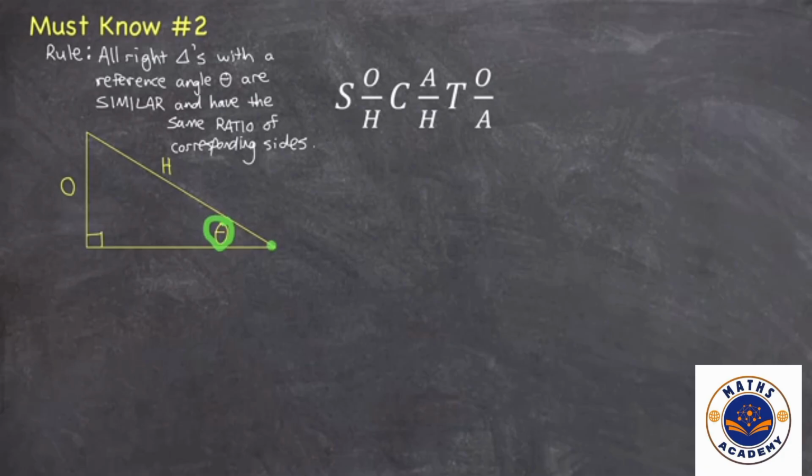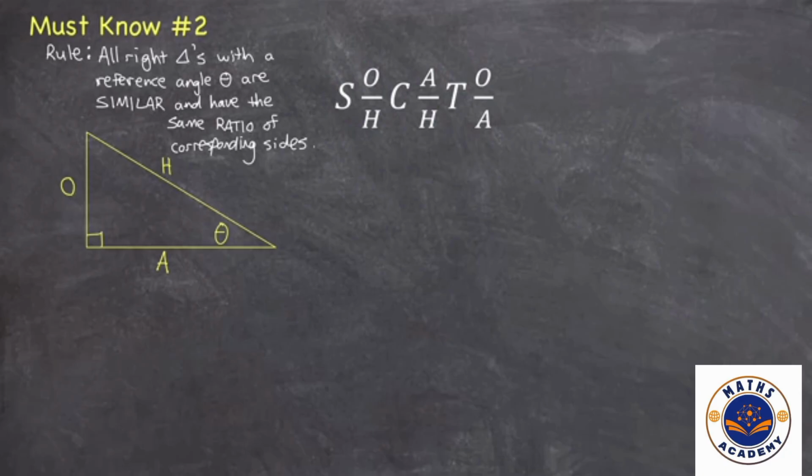And the side touching our reference angle theta, we'll call that the adjacent side because it's right beside our reference angle. I'll label that A. Because there are three sides, there are three different pairs we could make of these three sides. That's why you see three ratios in SOHCAHTOA.